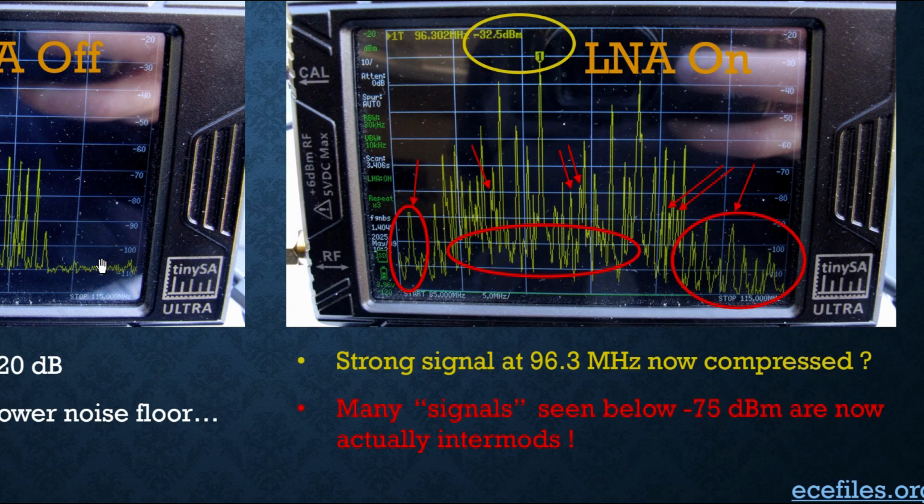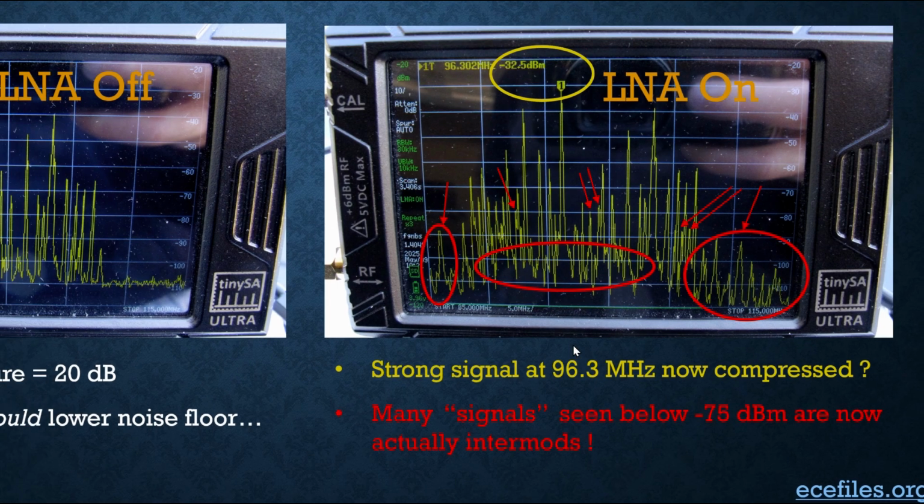It should be showing up here, but they're not. And so they're not real. These are being generated in the low noise amp in the Tiny SA Ultra Spectrum Analyzer. That's true of this guy and some of these guys as well. And I'm trying to capture that here in this quote. Many signals seen below minus 75 dBm are now actually intermods.